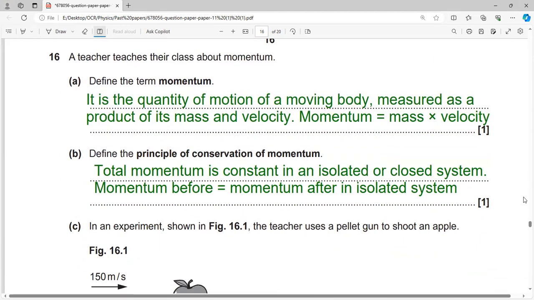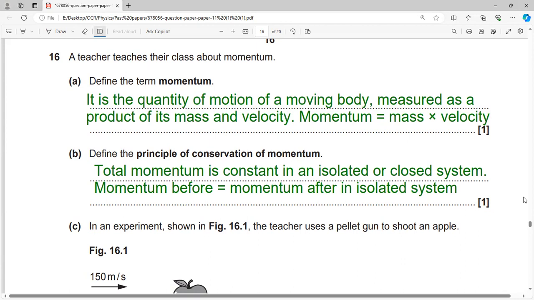In this next question, a teacher teaches their class about momentum. So we need to define the term momentum. Momentum is defined as the quantity of motion of a moving body, which is measured as the product of velocity and its mass. So for example, if an object is moving with a certain velocity, the mass of that object multiplied by its velocity is equal to its momentum. You can also put your answer in the form of an equation: the momentum is equal to the mass multiplied by its velocity.